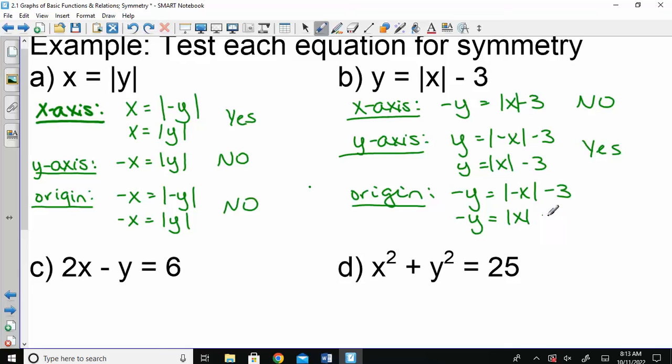So inside my absolute value, that goes away, but on my y, it does not, so that is not what we started with. So if either the x-axis or the y-axis is no, the origin's automatically no? Not necessarily. It could be that both of those are no and the origin could be a yes.